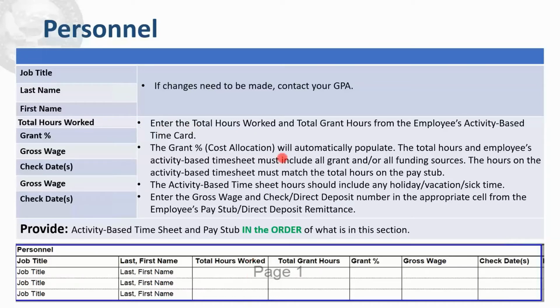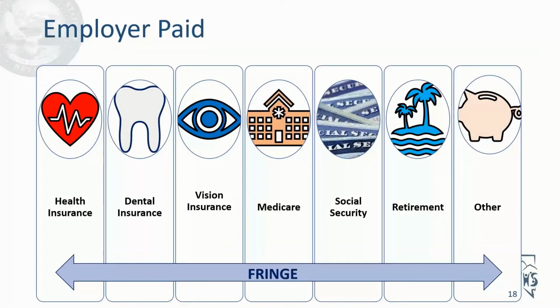And you enter the gross wage under the gross wage section here, and that will automatically populate. Okay, your employee paid items are what we call the fringe: your health insurance, your dental, vision, Medicare, Social Security, retirement, other unemployment, workers' comp, disability, any other fringe that you may pick up.